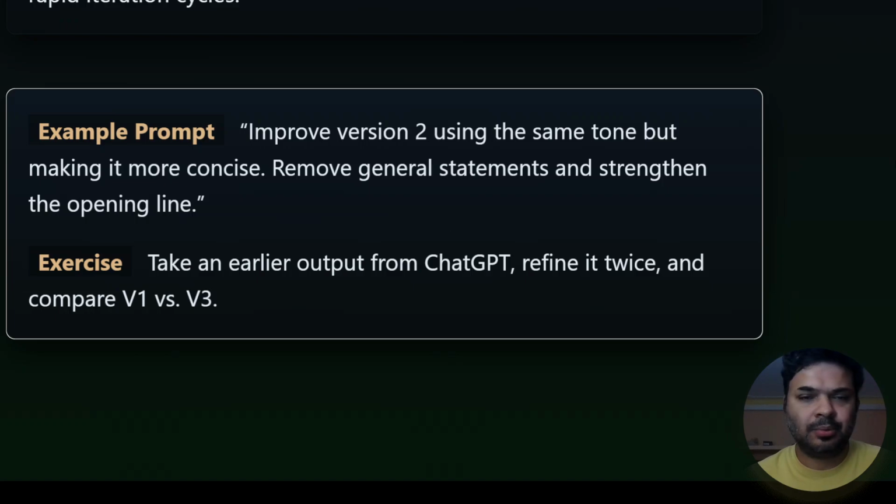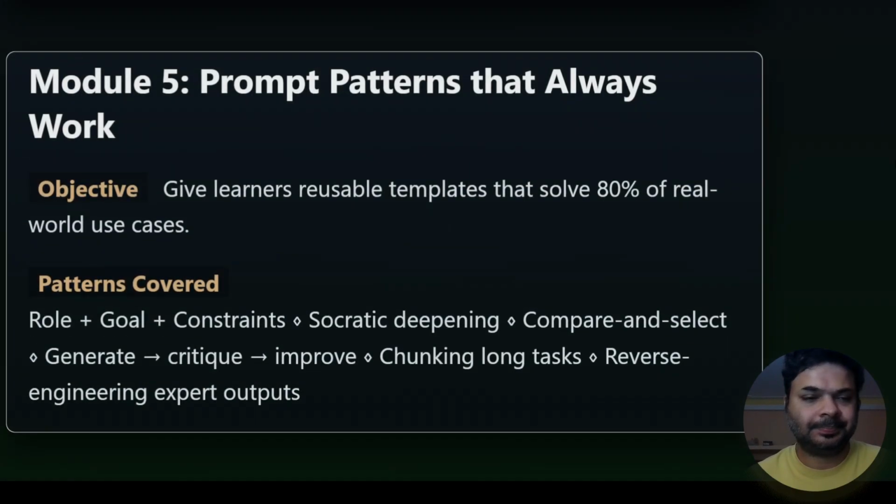An example: improve version 2 using the same tone but making it more concise. Remove general statements and strengthen the opening line. So you can do that and take the exercise from here.